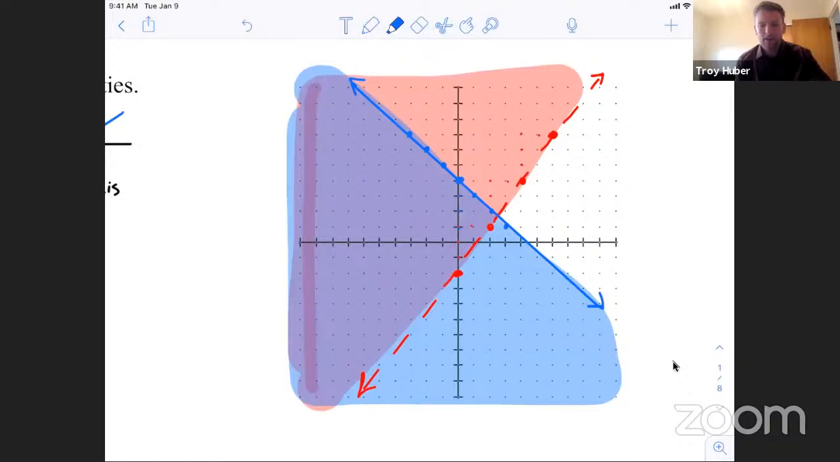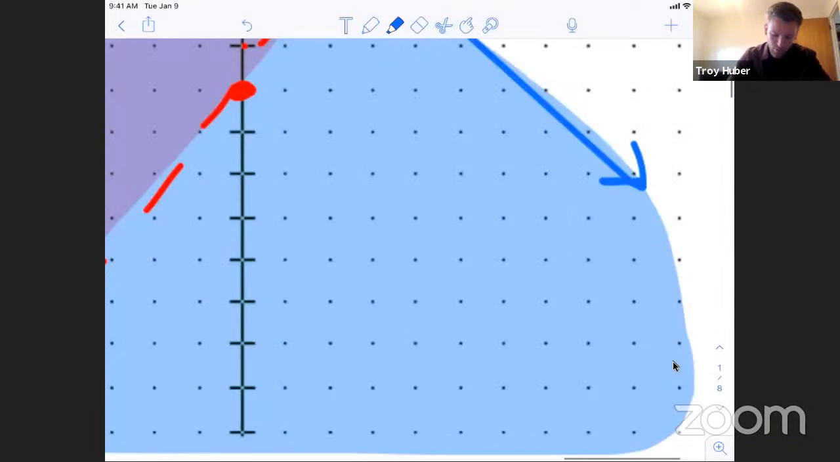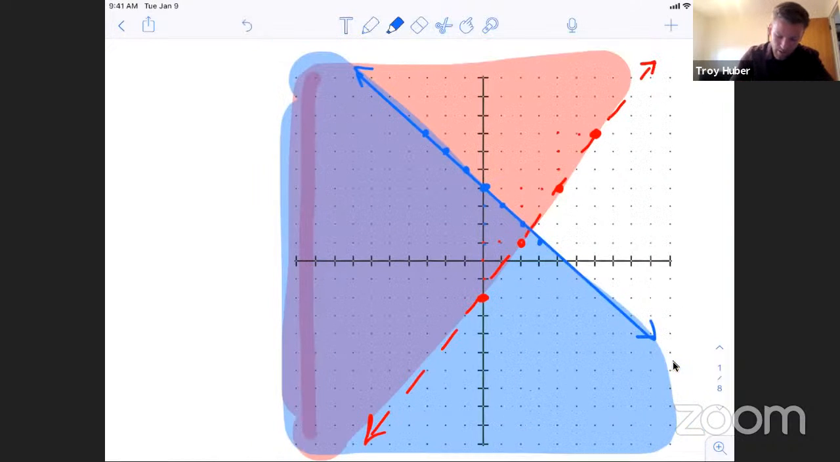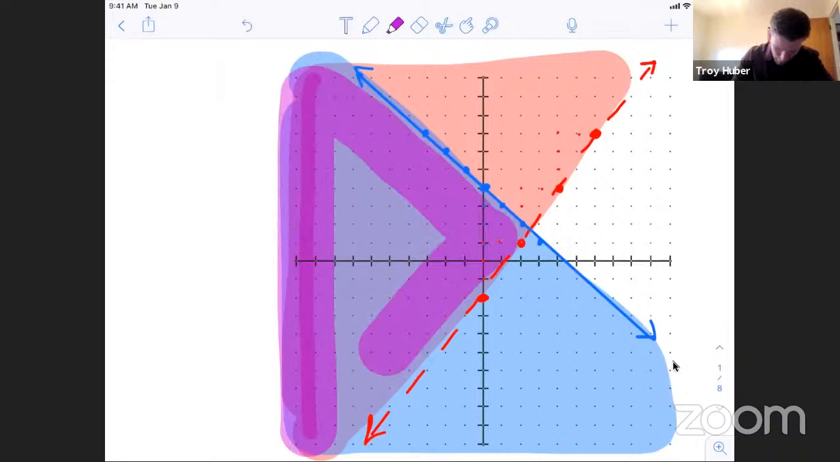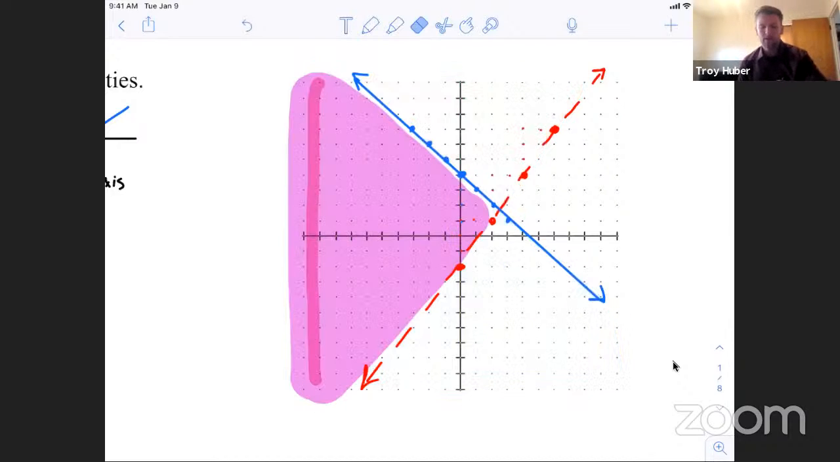Okay, and now to find our solution, we find where those overlap. So see in the top here where it's just red, and the bottom here it's just blue. Well, red and blue together make purple. So let's go ahead and just highlight what they have together in purple. So that would be all of this right here. And then we can even erase our other ones. And there's our solutions.